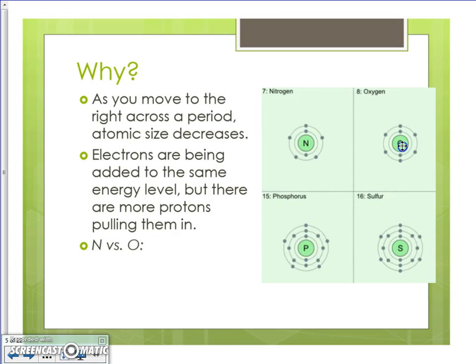So this one has 7 positive charges. This one has 8. It has more pull to pull those 8 electrons in. That ends up winning out. Yes, it does add an 8th electron, but that 8th proton does win.